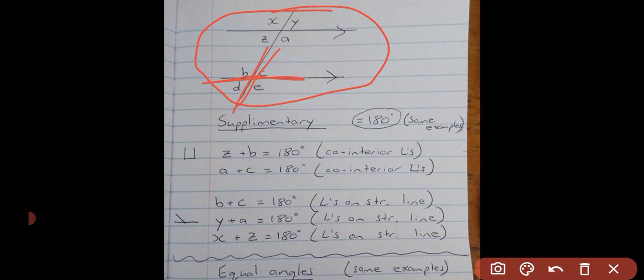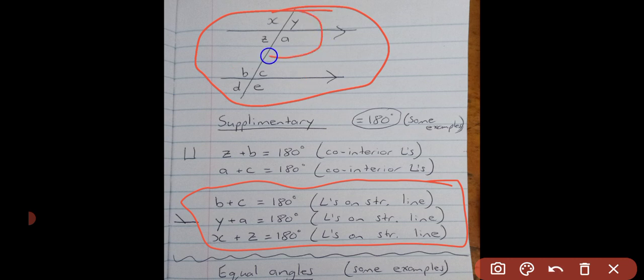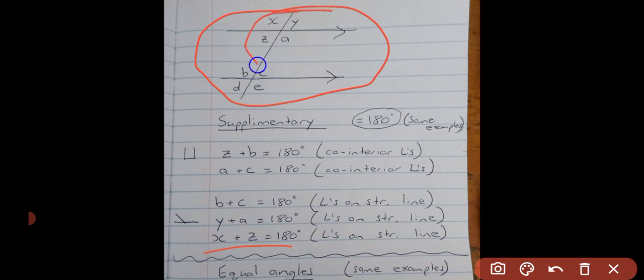Okay, and the angles on a straight line, here I've got some examples of that over here. So b plus c, see, that makes a half circle. So it's 180 degrees, angles on a straight line. And we've got the y plus the a also makes a half circle. So it's angles on a straight line. And for the last one I've got here, x and z makes a half circle. So it's also angles on a straight line.